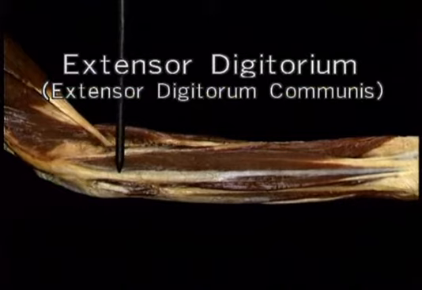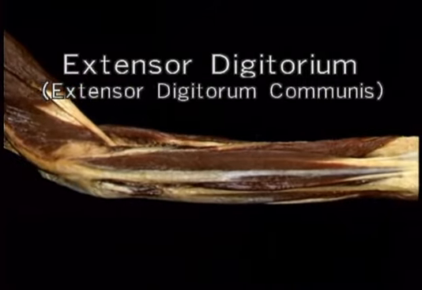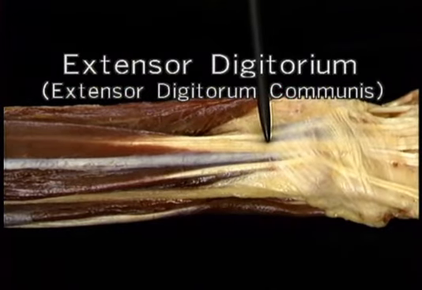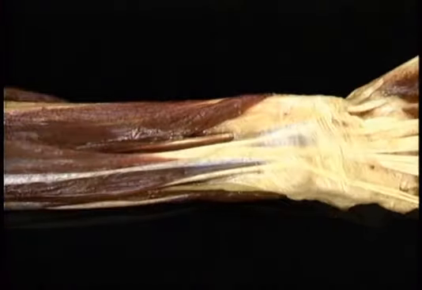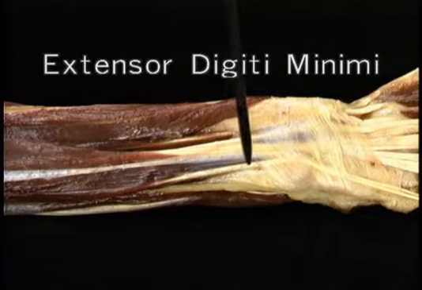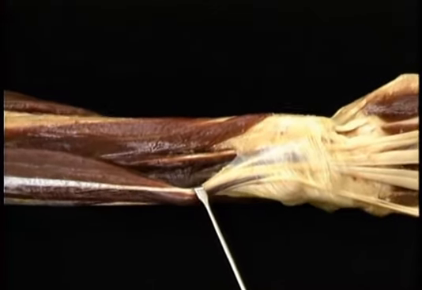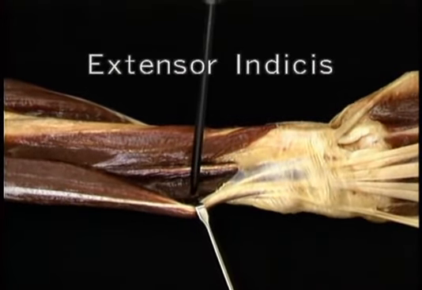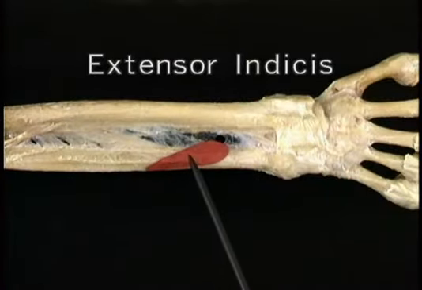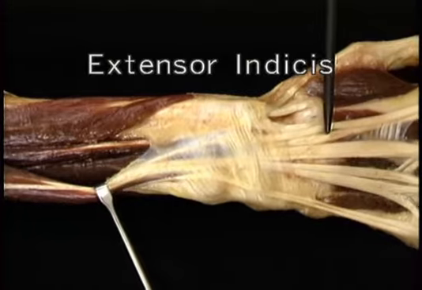It arises from the common extensor tendon and thereby from the lateral epicondyle. As it passes distally, it divides into four slips, which pass together under the extensor retinaculum. We'll follow them beyond there in a minute. The extensor muscle to the little finger, extensor digiti minimi, arises from the ulnar side of extensor digitorum and passes under the retinaculum by itself. The extensor muscle to the index finger, extensor indicis, lies deep to extensor digitorum. It arises from the ulna and the interosseous membrane. Its tendon passes under the retinaculum along with extensor digitorum.